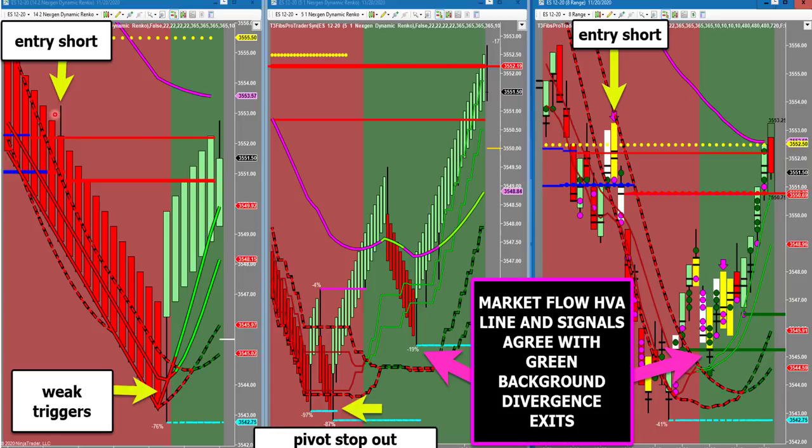Now, we talked about seeing the same thing in the market flow video. You're going to get the easy short trades. They're obvious. Then you're going to get a pivot stop out and you may decide to do another trade. You may not, but if you do, again, market flow, high volume areas, and long signals at the same time, you get a green background with divergence, which means you better get out of your position.